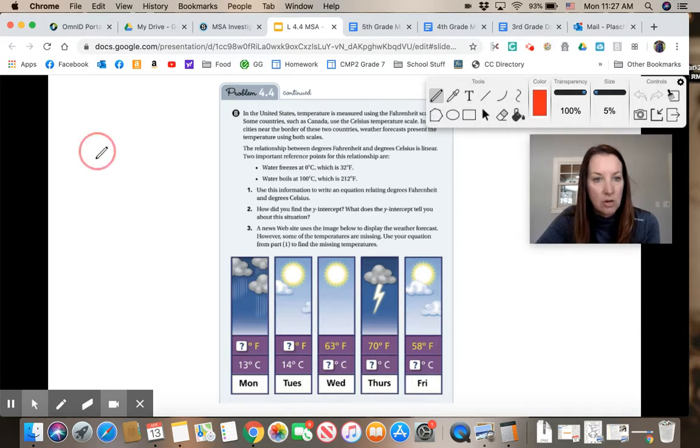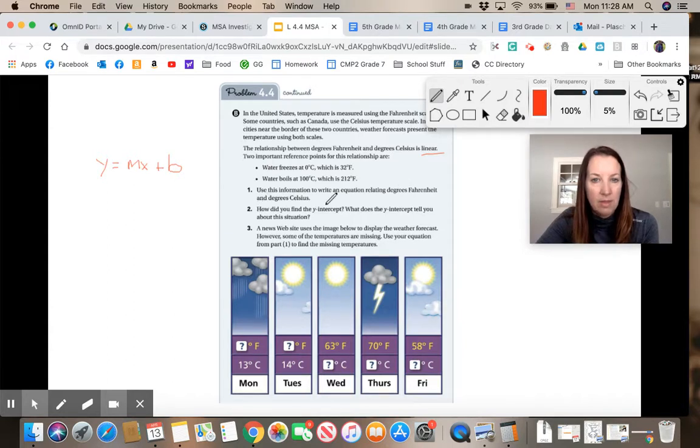So again, you're going to use that same equation. And in this case, we're talking about time and temperature. I'm sorry, no, we are not talking about time and temperature. We are talking about Celsius and Fahrenheit. So they're telling us it's linear, which means we can use this equation. So here, if we know water freezes at 0, what could we use? Where could we put that in our equation? Use this information to write an equation.